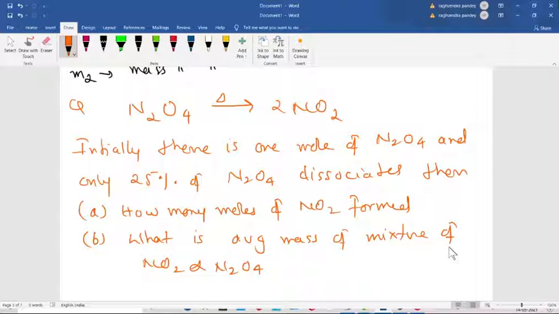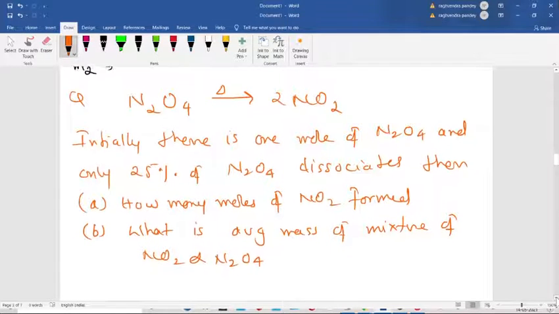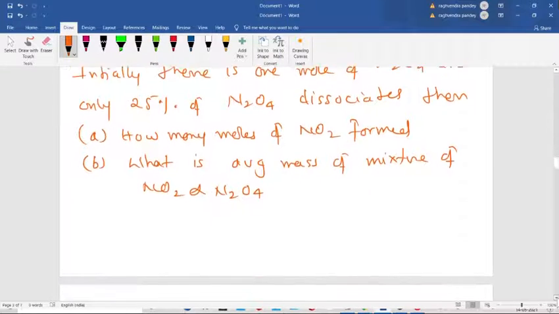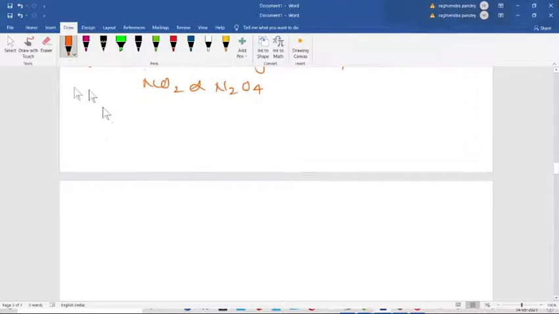Now I am solving it. Now the first part, you see that we have done this in percentage yield. So let's solve the first part.